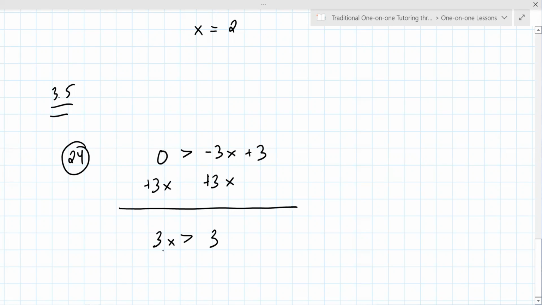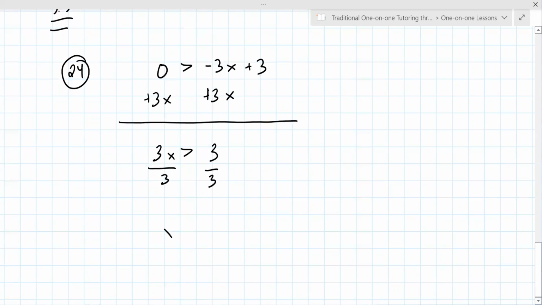Now we're going to divide both sides by 3. The key to this last step here when we're adding 3x is to recognize that we really want the variable on the left. Which seems to violate what we did in the previous problem. But you do have a preference with inequalities, though. You definitely want the variable on the left. So x is greater than 1.